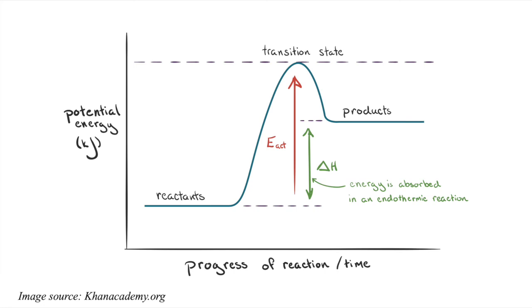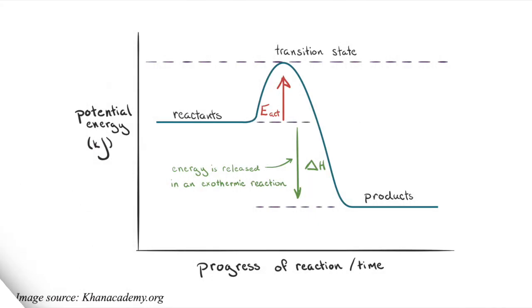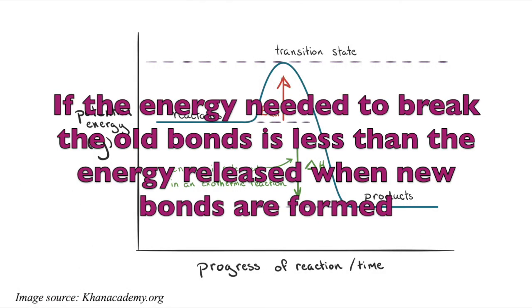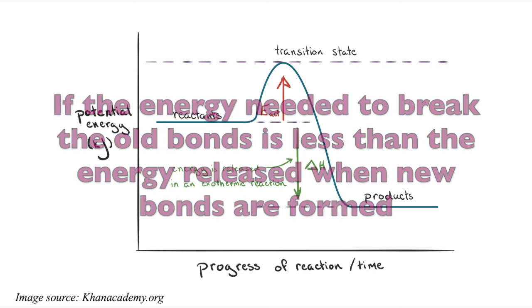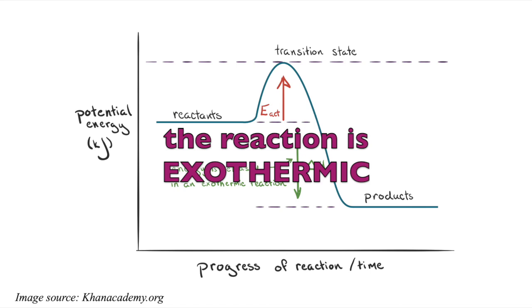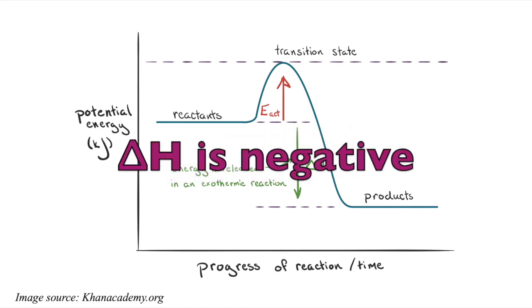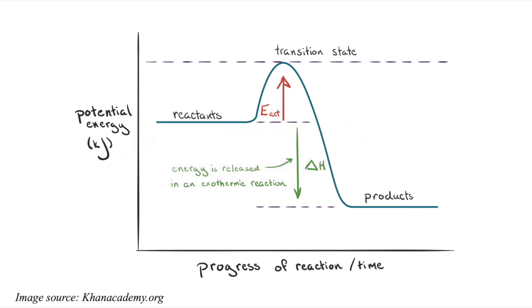That's why if you happen to be in the surroundings, or if your hand's touching the beaker or flask, you'll notice that the surroundings get cold, and that's because the energy from the surroundings is going into the system. By contrast, if the energy to break the old bonds and attractive forces is less than the energy that's released when new bonds and attractive forces are formed, the reaction is exothermic and delta H will be negative. The system is losing energy.